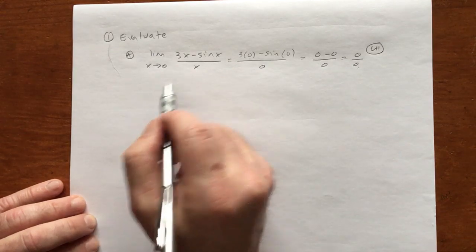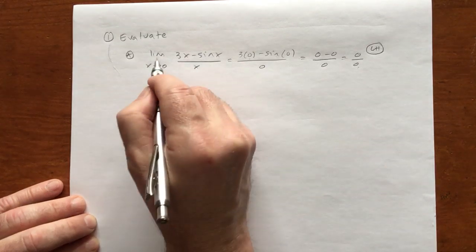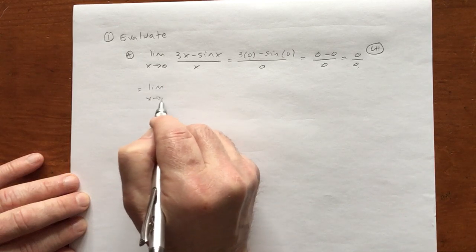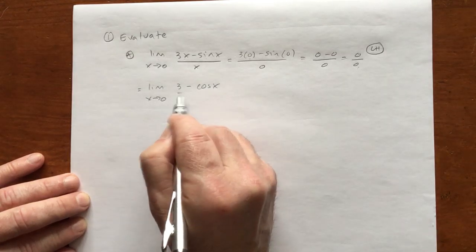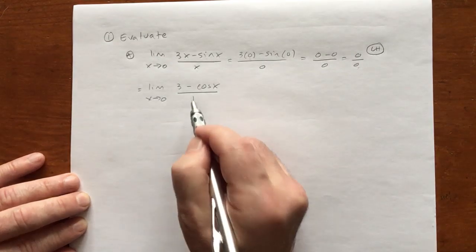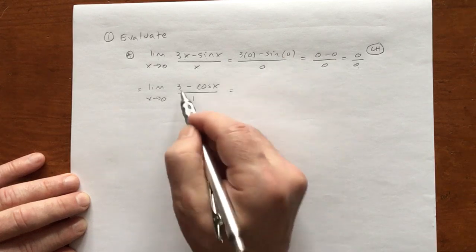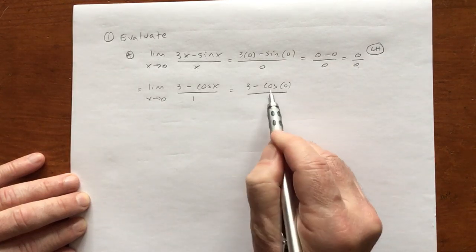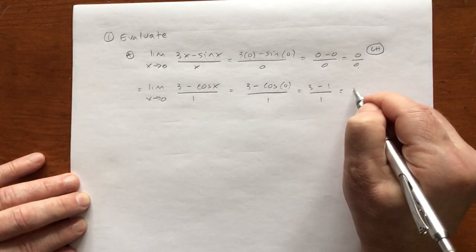And then what I do is I look at the top and I take its derivative. I ignore the bottom. So this limit is going to be equivalent to the derivative of the top, which is 3 minus cosine x, and then separately the derivative of the bottom with respect to x, which is just 1. And now I'll see if I can apply my limit. So I have 3 minus the cosine of 0 divided by 1. Cosine of 0 is 1.